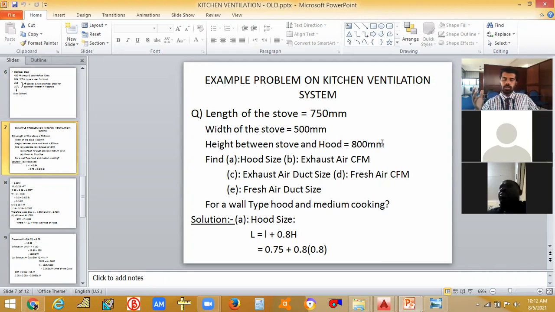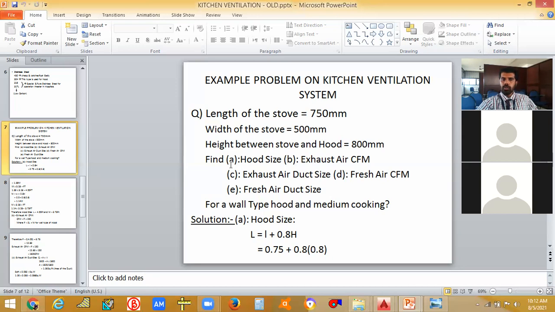So we will already know the length of the stove and the width of the stove, and we have to assume what our height should be, between 0.8 to 1.2 meter. You can choose a height appropriate to your design or to your wish. So in our question, as an example, the length of the stove is 750 mm, the width of the stove is 500 mm, and the height between the stove and the hood is 800 mm. So this is our question.